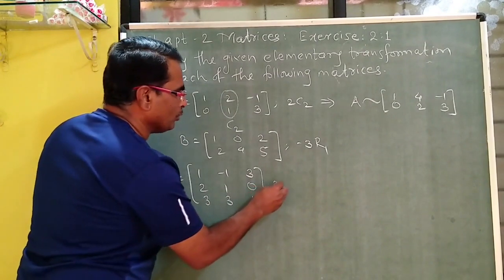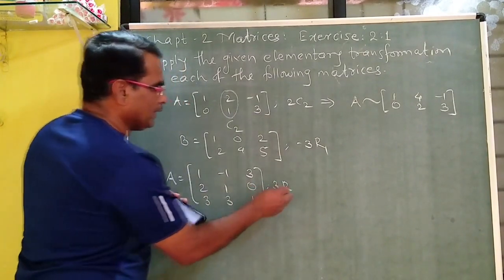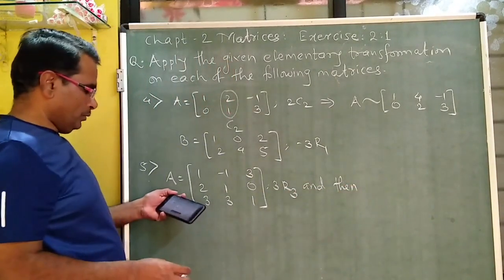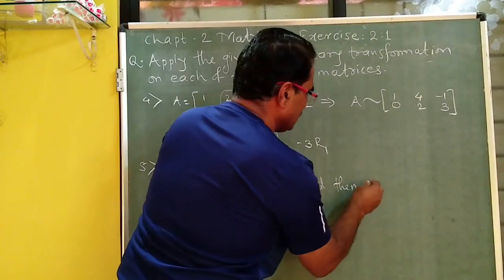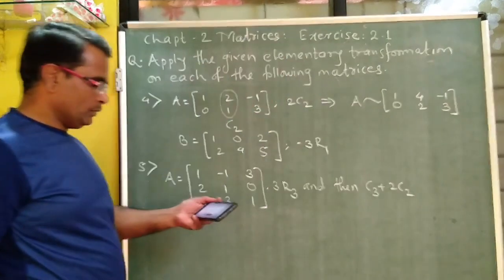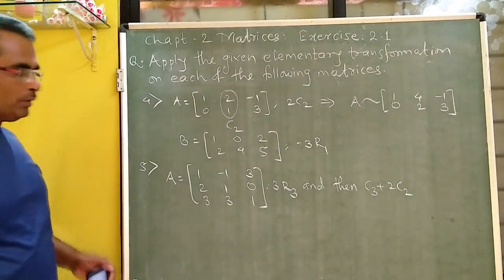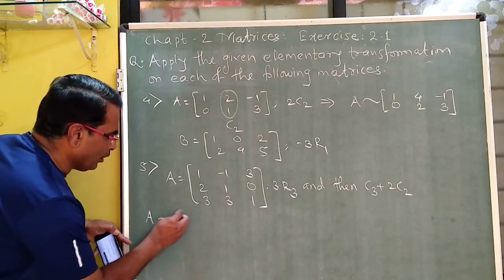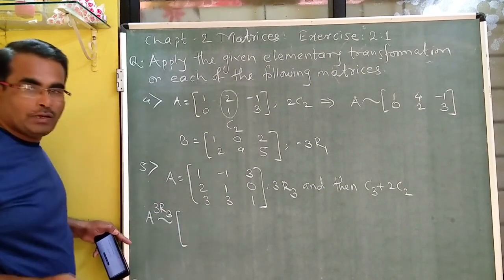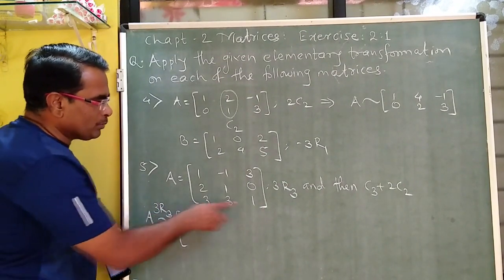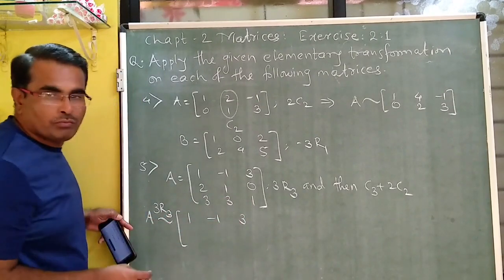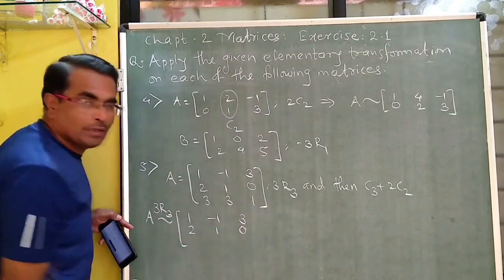And on this we have to use the transformation 3 times R3, and then you have to consider the next transformation, that is C3 plus 2C2. Now whenever we consider this type of example, here it is clear that on this matrix A, first you have to apply the transformation 3R3. So 3R3 means multiply this third row by 3. So there will be no change in first and second row. They will remain as they are.